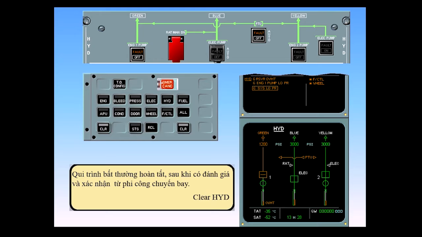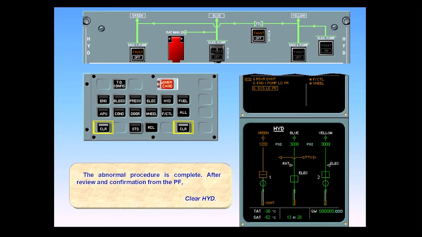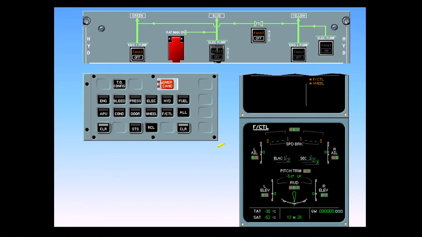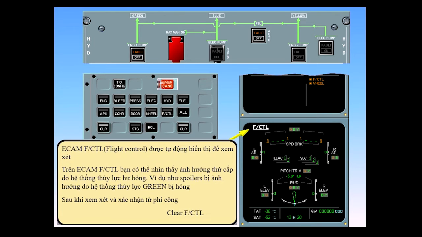The abnormal procedure is complete. After review and confirmation from the pilot flying, clear hydraulics. The ECAM flight control page is automatically displayed for review. On the ECAM flight control page, you can see secondary effects of the hydraulic failure. For example, some spoilers are affected by the green system failure.